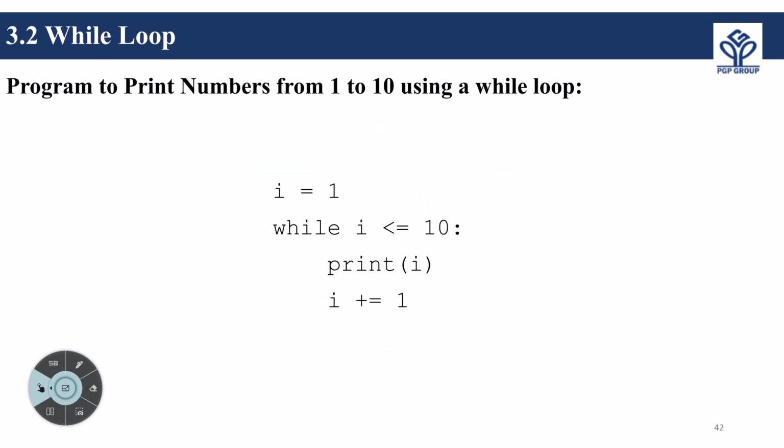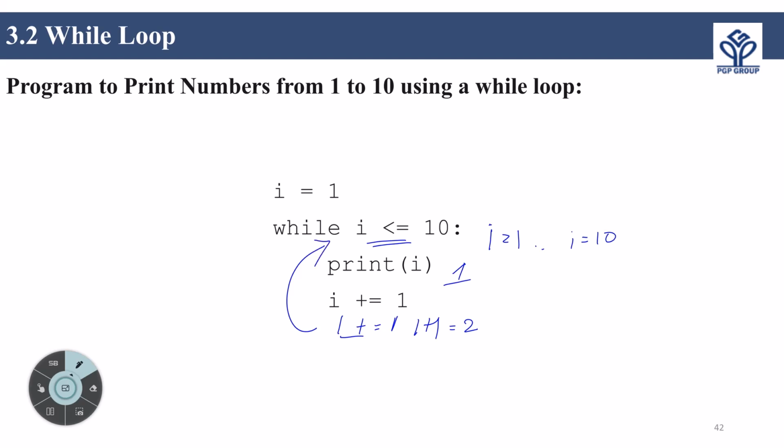Program to print numbers 1 to n using a while loop. As I already told, I is equal to 1, in the while loop we use the I value starting from 1, till I equals 10. So print the first I value, 1, then I plus equal to 1, that is 1 plus 1 equal to 2. So 2 is updated here, so I is equal to 2, 2 is less than or equal to 10, so print 2, clear.